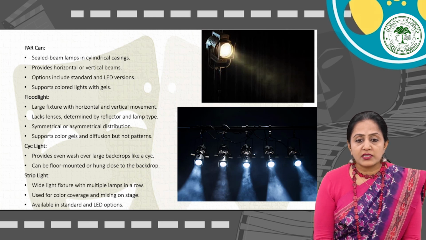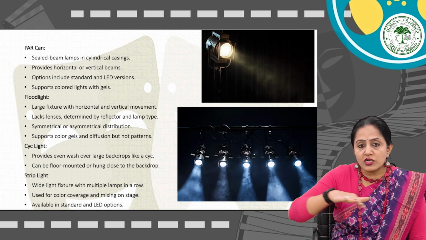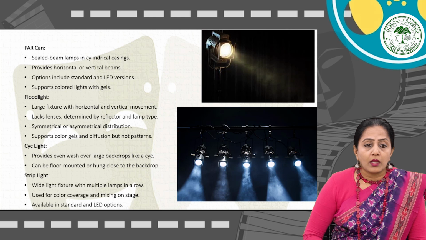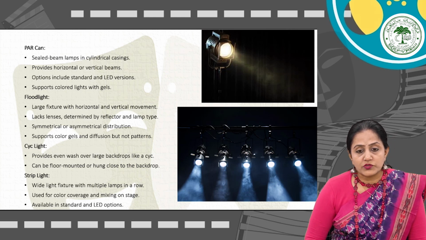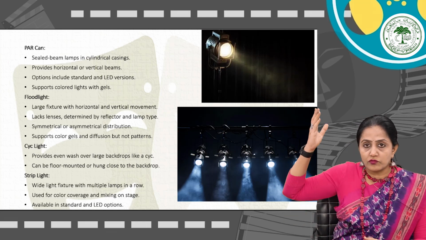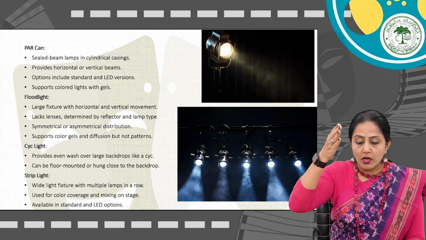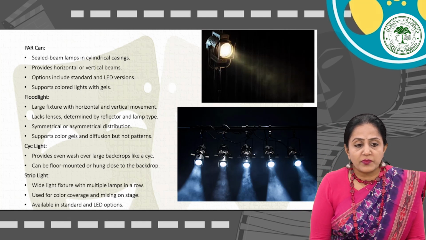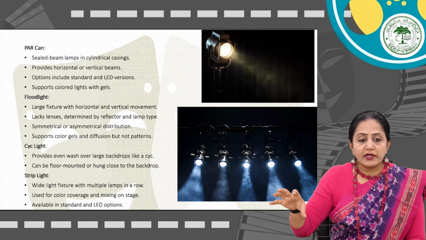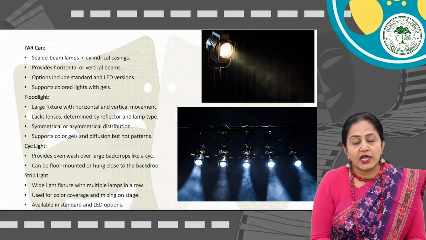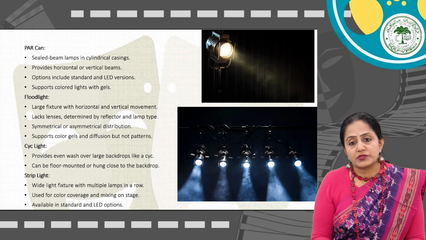Then sky light is that light which provides even wash over the large backdrops like a cyc, and it can be floor mounted or hung close to the backdrop. So you have to hang it very close to the backdrop in order to create a kind of wash impact. Then a strip light is a wide light fixture with multiple lamps in a row, and it is used for color coverage and mixing on stage and available in standard LED options.